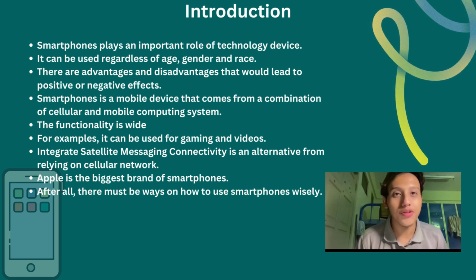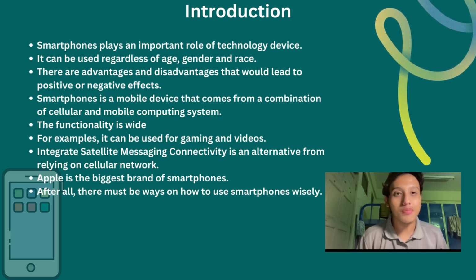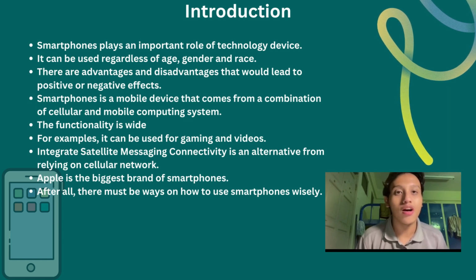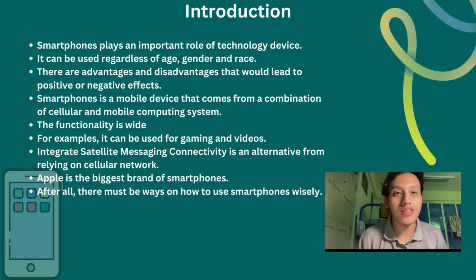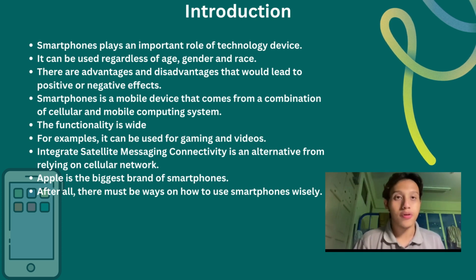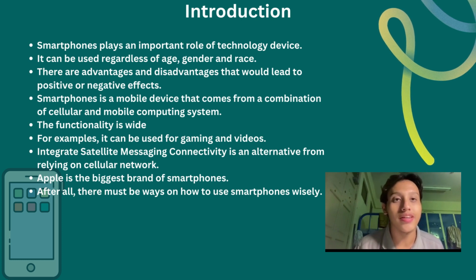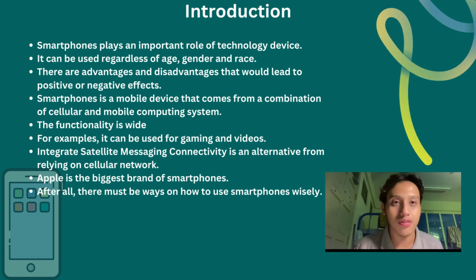So what comes into your mind at first about smartphones? A smartphone is a mobile device that comes from a combination of cellular and mobile computing systems. The functionality of smartphones is wide and undeniable. For example, it can be used for gaming, videos, and definitely taking pictures, which is the most important thing. Without smartphones, we will not be able to do those things. Furthermore, have you ever thought that smartphones can actually be used to integrate satellite messaging connectivity? Yes, it is. So you no longer need to rely on a cellular network.